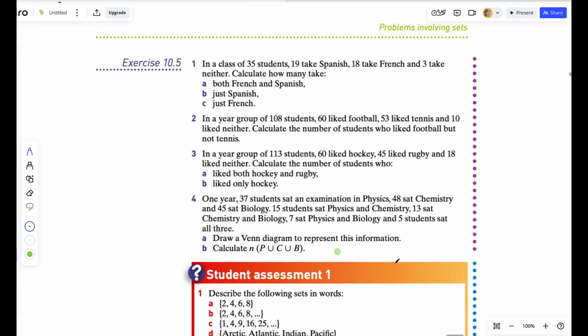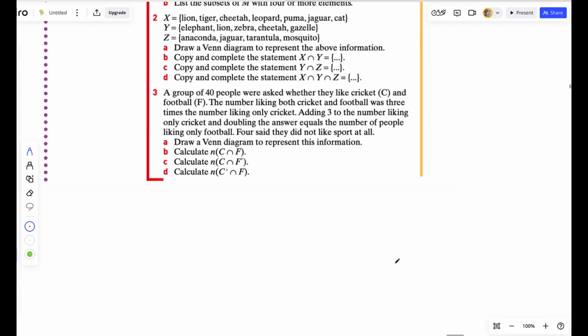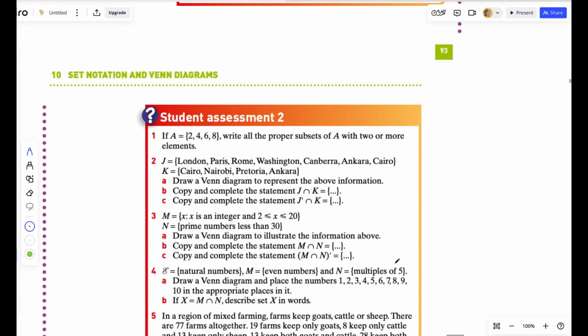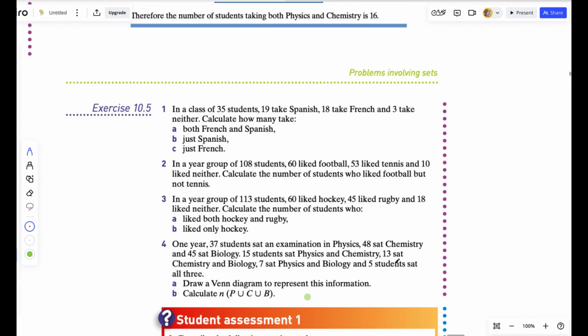The rest are questions for you to solve, as many as you can. If you want us, we can still do one for you from the exercise. Look at this one, same thing.